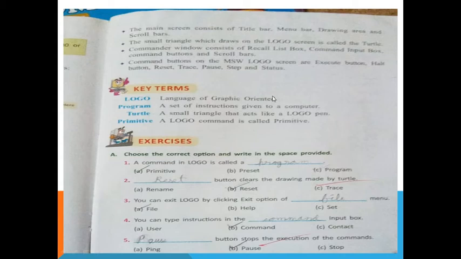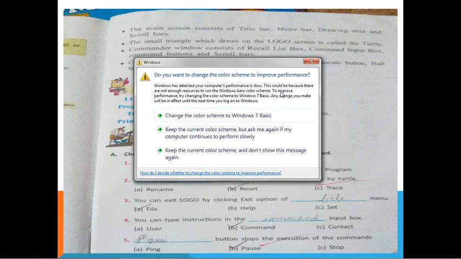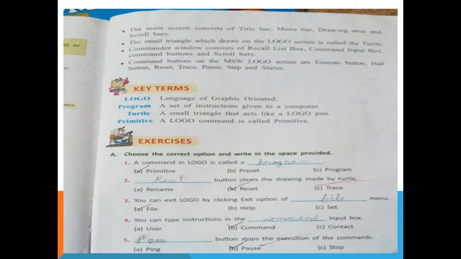Here are the key terms. Today during the class you should learn these four lines. Logo: a graphic-oriented language. Program: a set of instructions given to a computer. Turtle: a small triangle that acts like a Logo pen. Primitive: a Logo command is called a primitive.